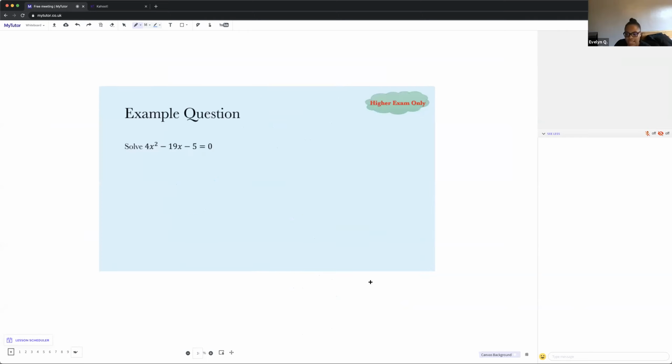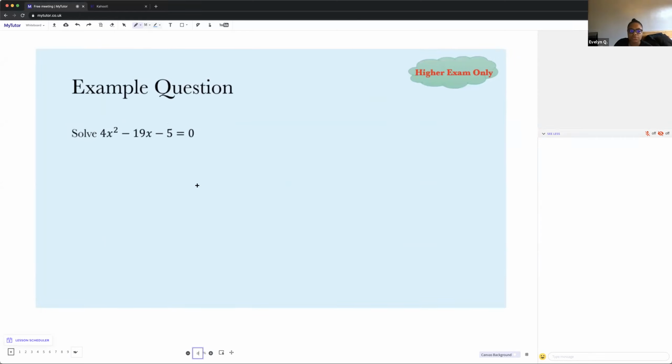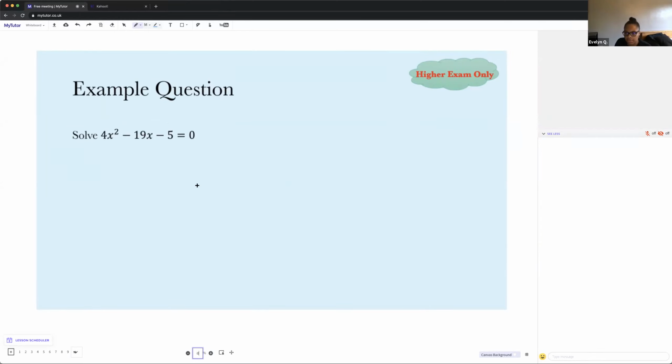What I would like you guys to do is have a go. I'm going to zoom in again. Have a go at doing this question for me. Remember, find your A and your C, multiply them together. Once you've worked out what that number is going to be, you want to find two numbers that multiply to give you that number and add together to give you minus 19. And then you're going to split your middle term and factorize.